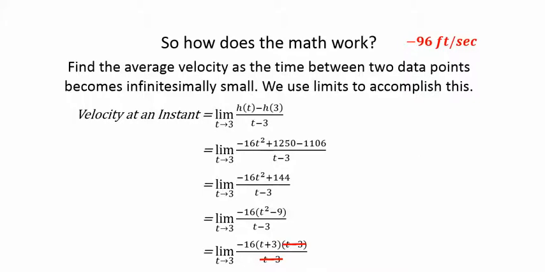Since we want to get t closer and closer to 3 until it's essentially 3, we can just set t equal to 3 at this point. There's no more denominator, and so we don't have to worry about the denominator becoming 0. When we simplify, we get exactly negative 96 feet per second. So what we end up with is a derivative, an instantaneous rate of change, a slope of a tangent line.